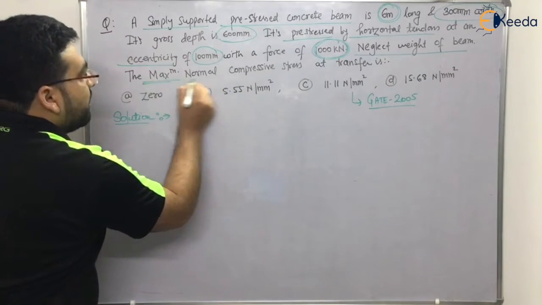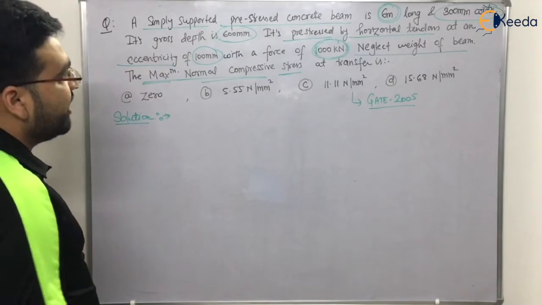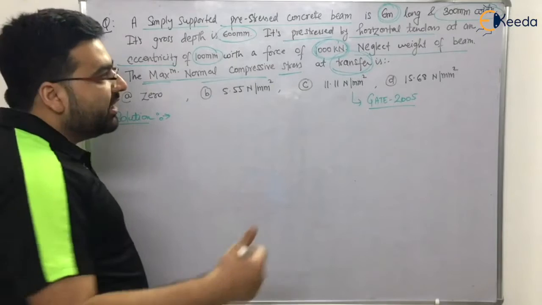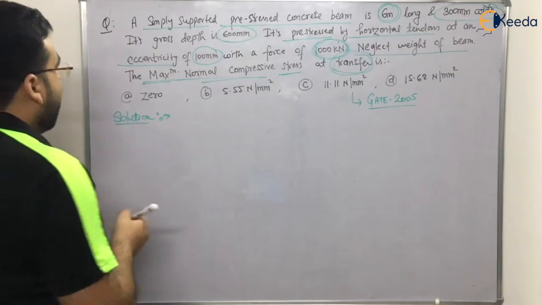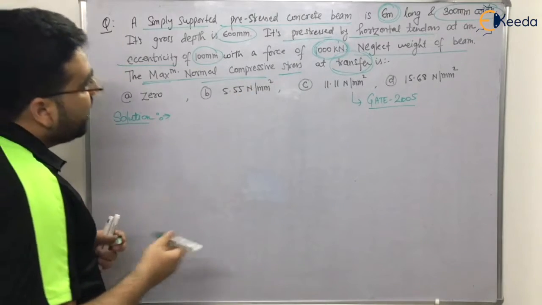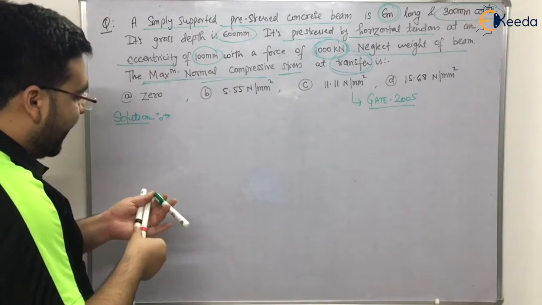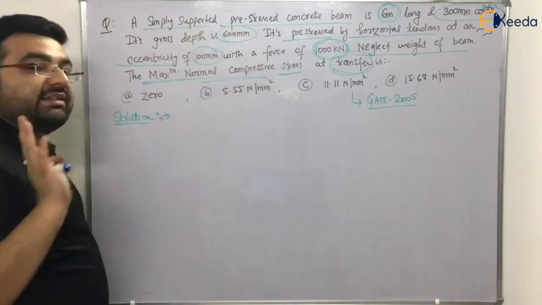The maximum normal compressive stress at transfer. So we have two types of phases, transfer phase and the service phase, right? So transfer phase is how much? 0, this. Now let us solve this numerical. It's a very straightforward numerical. I have already told you that we have to get the maximum compressive stresses.